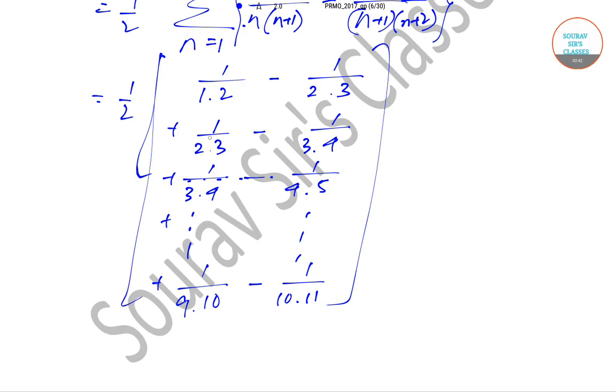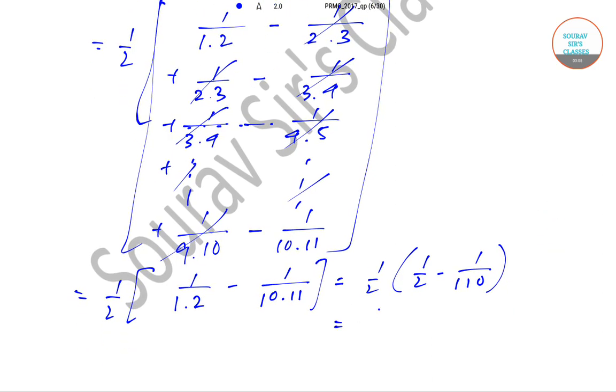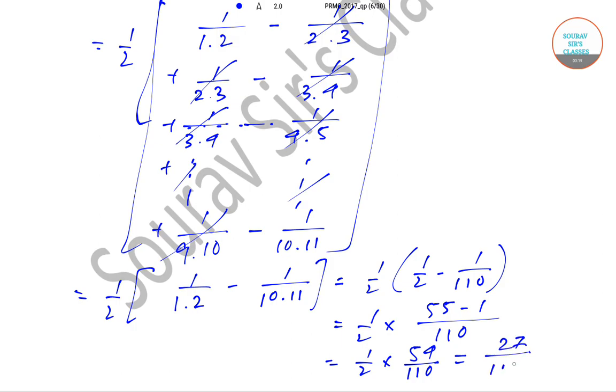Okay, so as you can see, this minus plus cancels, this cancels, and finally we'll be left with 1 by 2 into 1 upon 1 into 2 minus 1 upon 10 into 11. So this will be equal to half into half minus 1 by 110. So this will be basically equal to half into, we have 110 over here, so we'll have 55 minus 1. So this will be 1 by 2 into 54 by 110. So this will be 27 by 110.